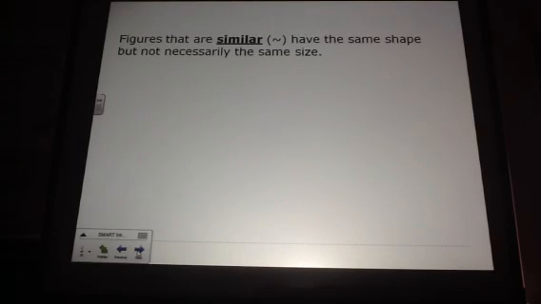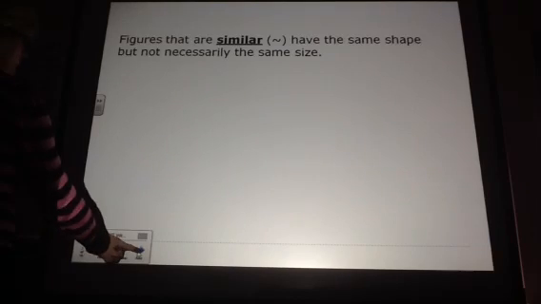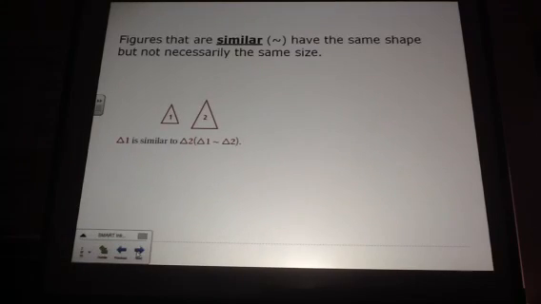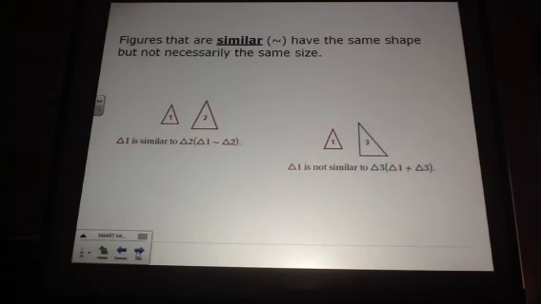Figures that are similar, and then there's your similar symbol, have the same shape but not necessarily the same size. So we have triangle 1 and we have triangle 2. If you notice, they're the same shape, but they're not the same size, so they are similar. However, triangle 1 and 3 on the right side here are not even the same shape, so they cannot be similar.